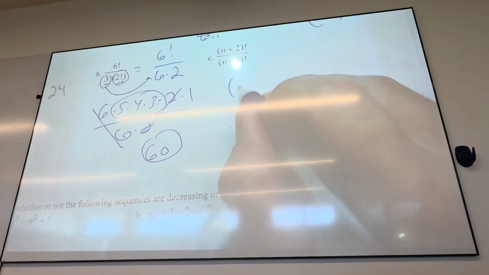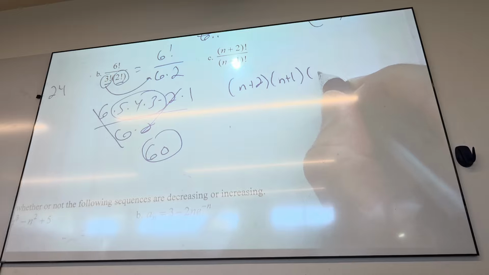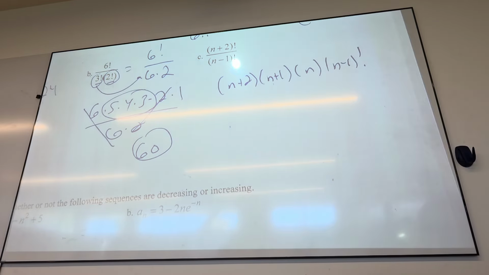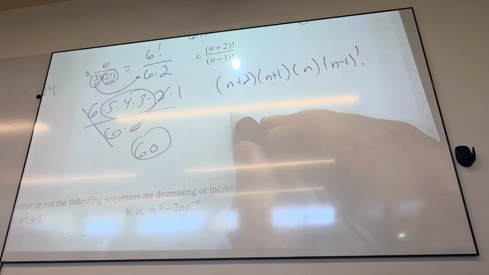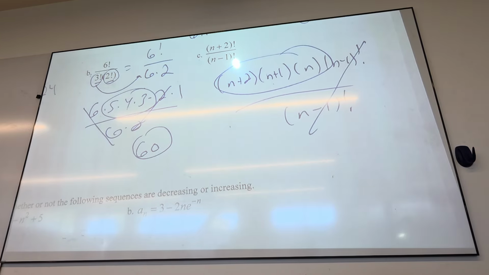So what's the top become? And this plus 1. And then it continues, and if it continues, I just put a factorial. And of course, then I can cancel, and that's the answer. Cool. I like it.